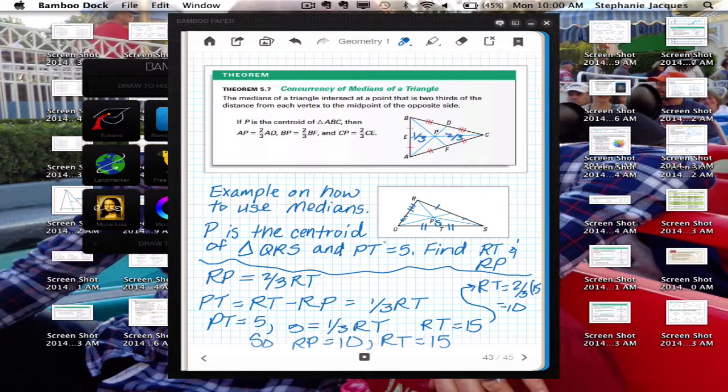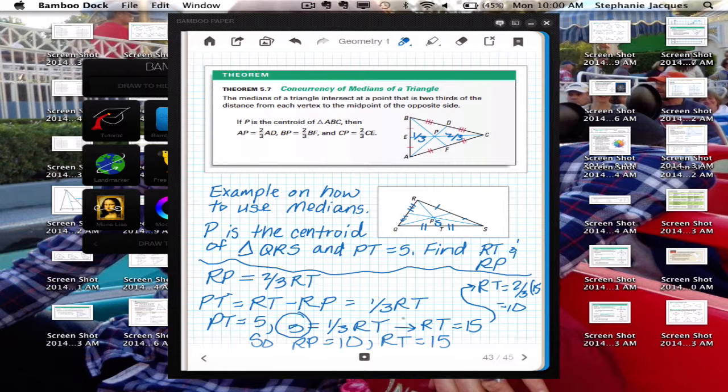I also know that PT, that short part right there, is going to be equal to RT minus RP. That's what's left over. And so that gives me 1/3 right there. Remember how I said up here, if this is 2/3, this one therefore must be 1/3. So PT is going to be 1/3 of RT. So let's look at how to solve this. I know PT equals 5. And if I know that PT equals 1/3 of RT, I can plug that 5 in for my PT and solve. And when you solve this equation, you get RT equals 15.